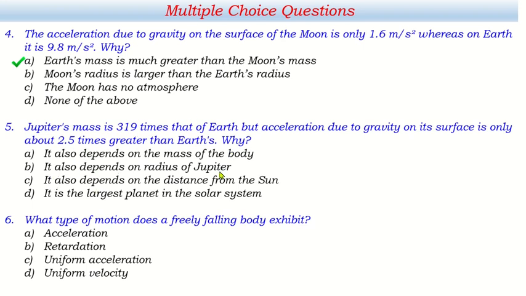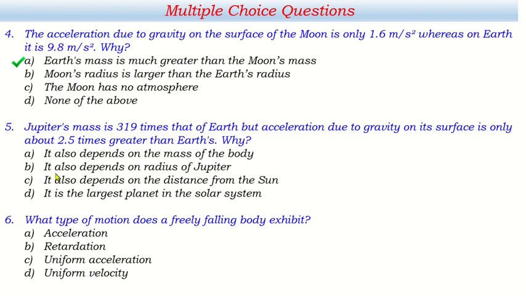It also depends on radius of the Jupiter. It seems to be correct. Let's see another also. It also depends upon distance from the sun. It doesn't make any difference. The distance from the sun doesn't make any difference to acceleration due to gravity on the surface of Jupiter. C is completely incorrect. A is incorrect. D, it is largest planet in the solar system. No, this is not correct.